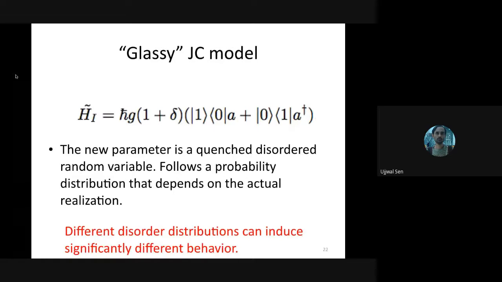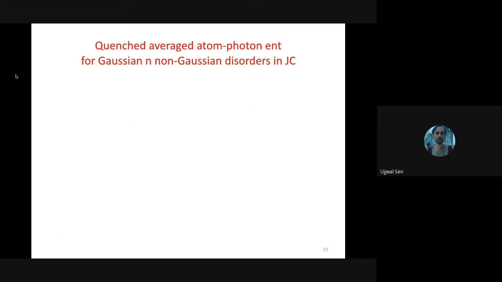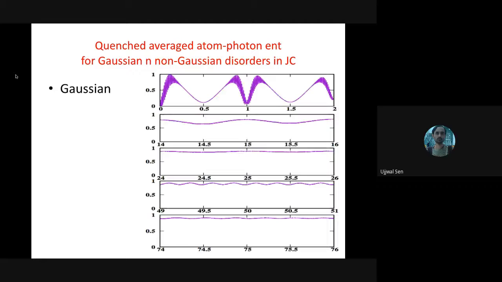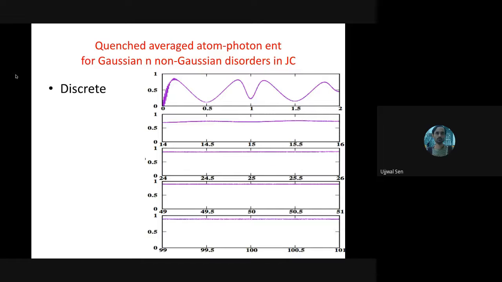So the new parameter that we introduced was this delta, and the previous figures were for Gaussian disorder. But we have also considered other disorder distributions, and they can significantly alter the behavior. So let us go to some non-Gaussian disorders. This was the Gaussian, and now I am showing only the atom-photon entanglement. But if you take a discrete disorder distribution, this is the distribution. It is qualitatively quite similar, but quantitatively different.